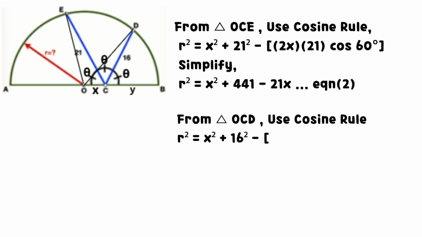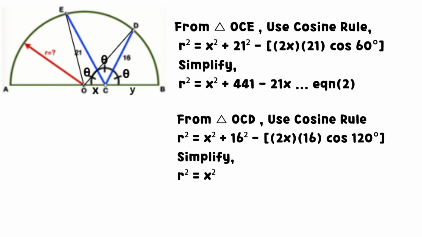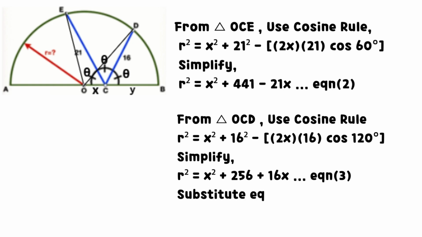From triangle OCD, use cosine rule. The square of r equals the sum of the square of x and the square of 16 minus 2 times x times the product of 16 and cosine 120 degrees, since we know that 2 times angle theta equals 120 degrees. Simplify and we have that the square of r equals the sum of the square of x and 256 plus 16 times x. We call it equation 3.